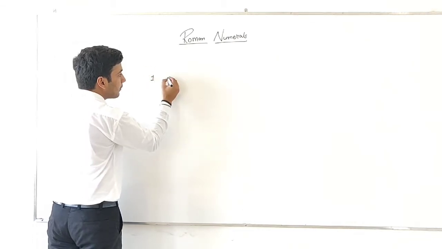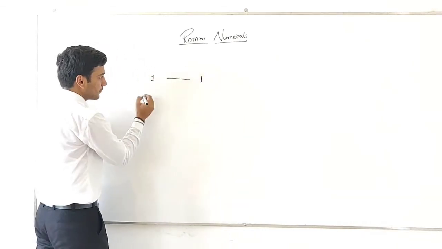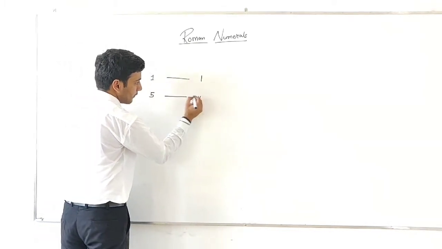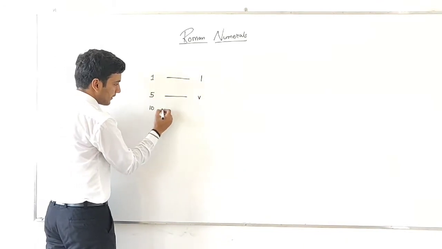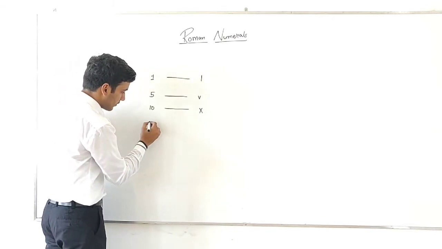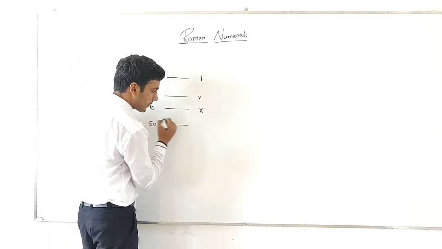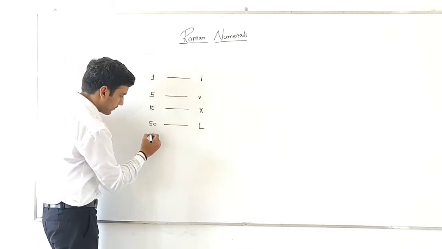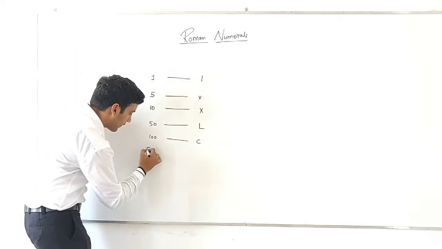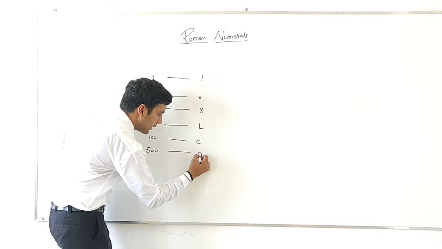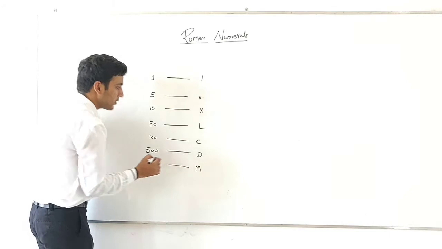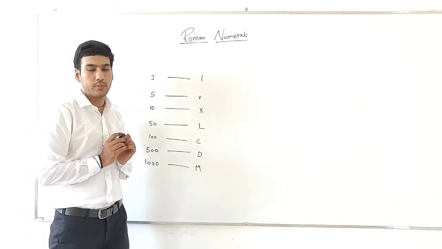1. How to represent this number in Roman form? I. 5, V. 10, X. 50, L. 100, C. 500, D. And last, 1000, M. So these are the 7 basic types of Roman numerals.